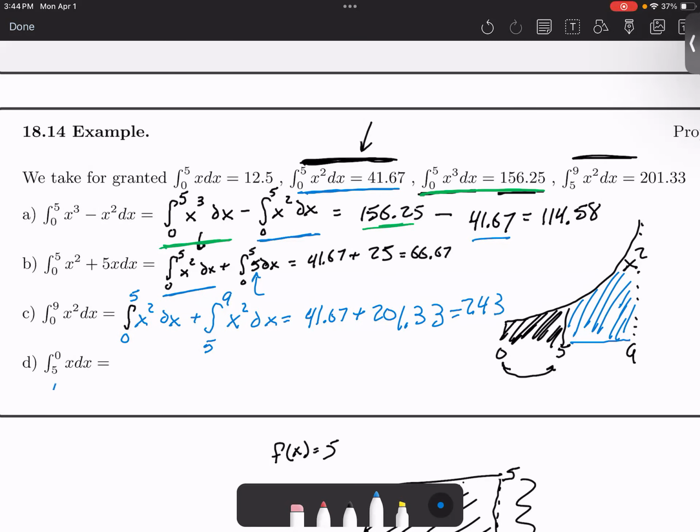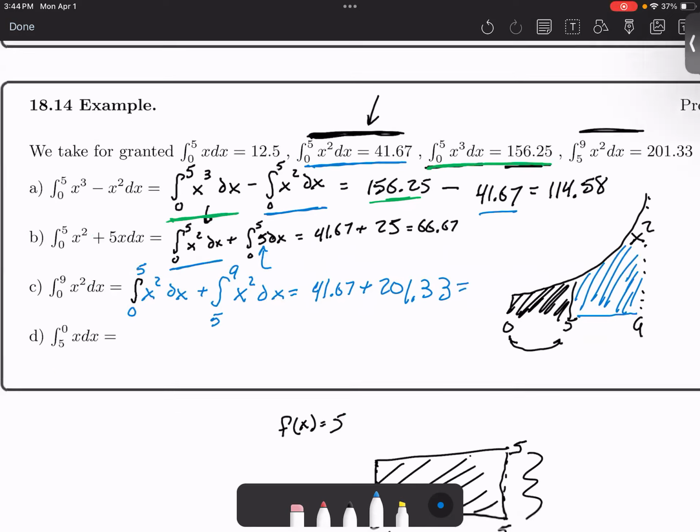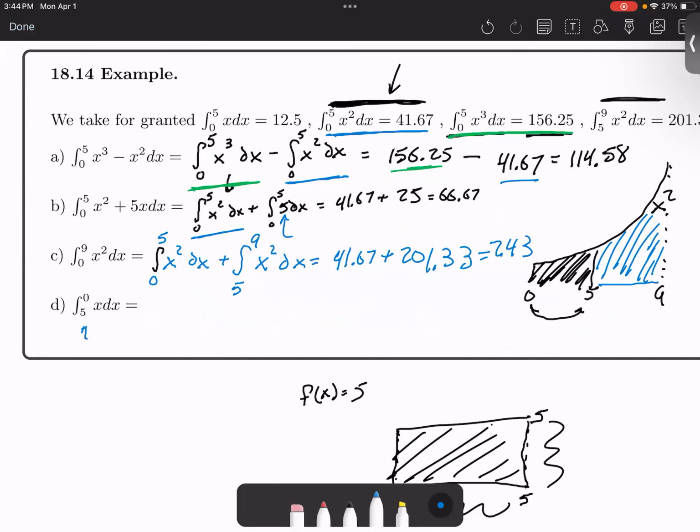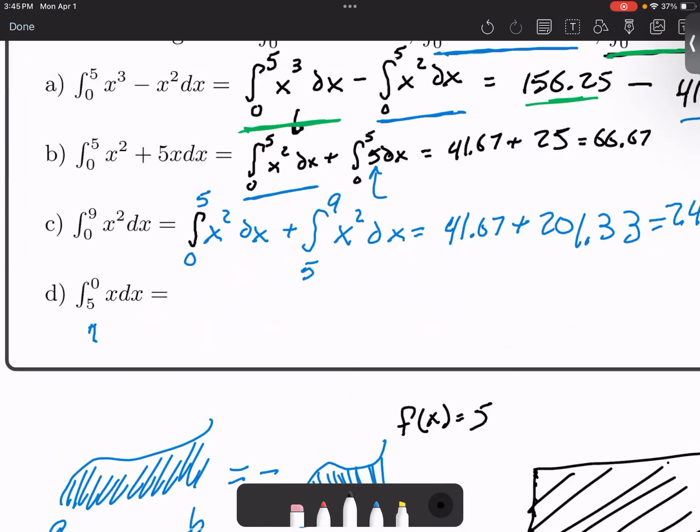All right, now our last question, the integral between 5 and 0 of x. So integration, unlike what you would usually think of when it comes to areas, actually has a direction or a sign. If you have a function and you integrate from a to b, that's actually the opposite of integrating from b to a. So a direction is important. So I can find the integral between 5 and 0 by taking the negative of the integral between 0 and 5.